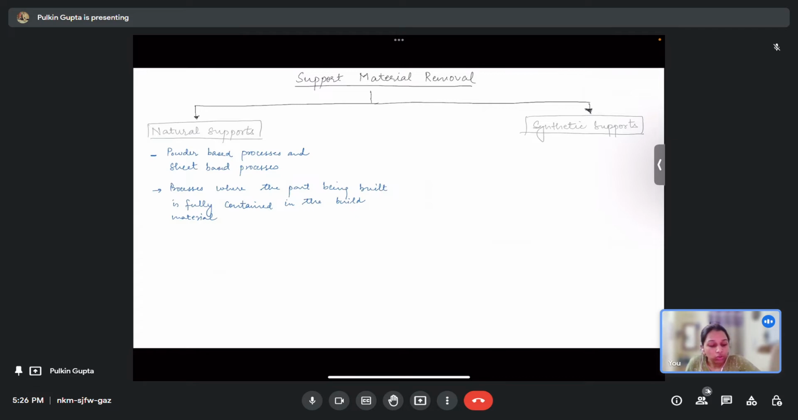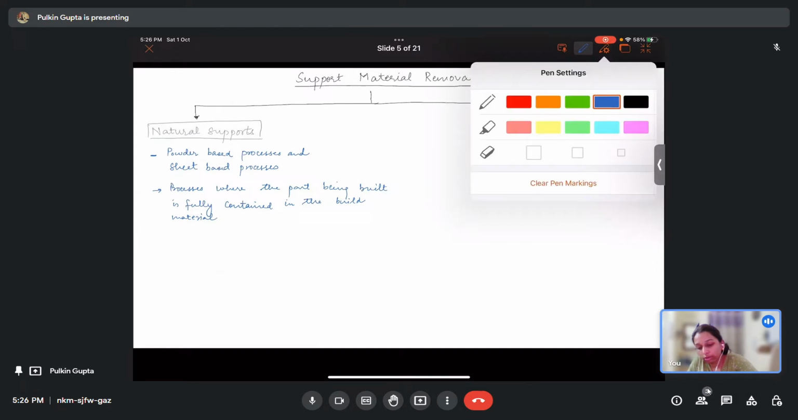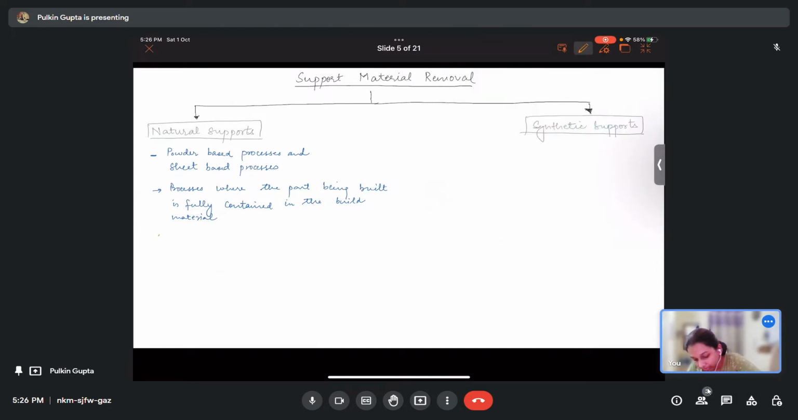Okay, so in such a case, what you need to do is remove the supports. These supports can simply be removed by the use of brushes. So how do you remove the support or do the post processing? So use of brushes. You can simply brush off the loose powder that is clinging onto your component, or you can use compressed air or pressurized air.